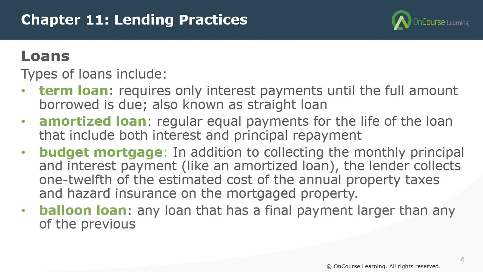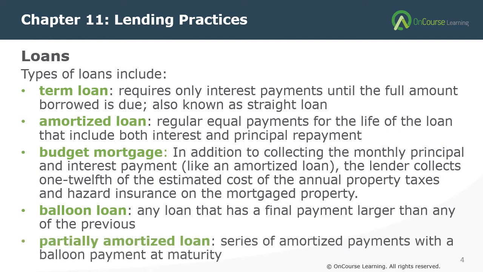A balloon loan is any loan that has a final payment larger than any of the previous payments. So, for instance, a term loan that requires only the interest be paid until the very last payment, when not only interest but the entire principal amount is due. A term loan is also a balloon loan. A partially amortized loan's payments help to pay some of the interest periodically, as well as part of the principal reduction. However, it is not fully amortized in that it needs a larger payment at maturity to fully pay off the debt.